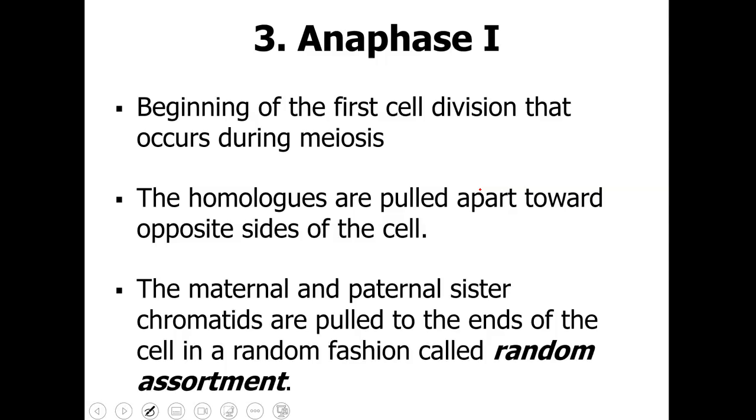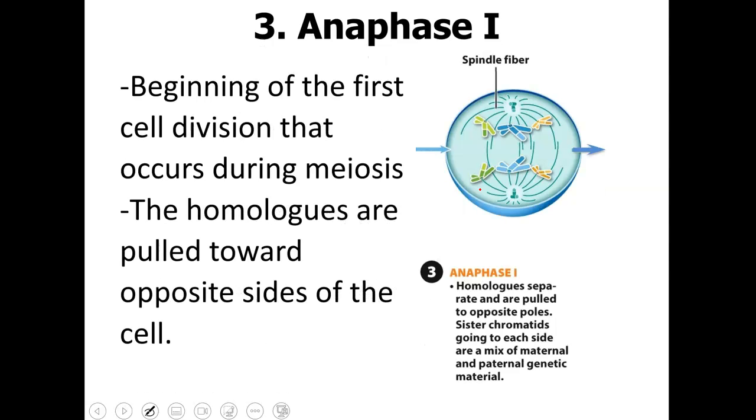Next, you go into anaphase 1. That's going to be the beginning of the first cell division that occurs during meiosis. There, those homologues are going to be pulled apart towards the opposite side. So it's going to start to elongate that cell. You'll see the cytoplasm starting to go towards either one side or the other. And the maternal and paternal sister chromatids are going to be pulled to those ends in random assortment. So with the beginning of anaphase 1, you start to see where those homologues are being pulled. So looking at the picture, notice how they're being pulled away from each other.